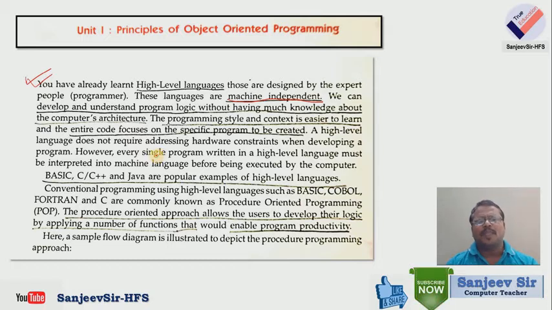But previously, before high level language programming, we used a procedure oriented approach, and we wrote the program only by applying a number of functions, a number of tasks, to perform the task in a proper way. That means the process was to write the program only. You see here what the procedure oriented approach is given. When we write a program or logic, we apply only a number of functions so that we can solve the problem. So in a procedure oriented programming language we do this.